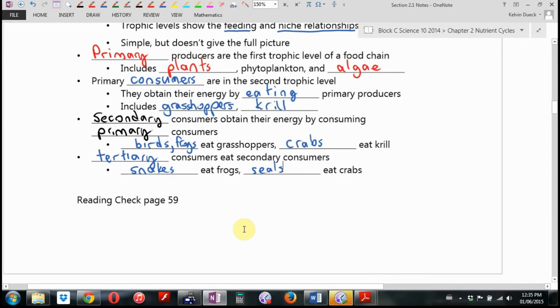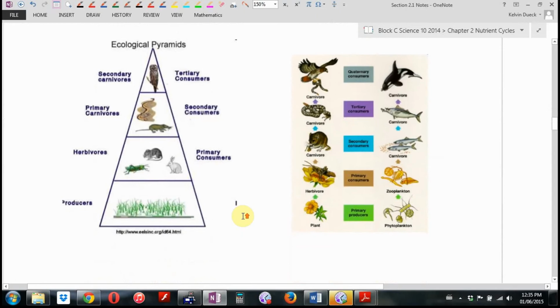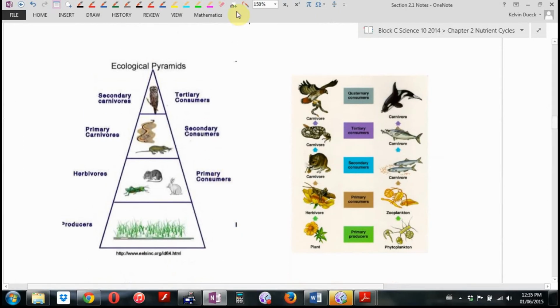It says reading check, page 59. I'm going to pass on that. We're cutting corners here.